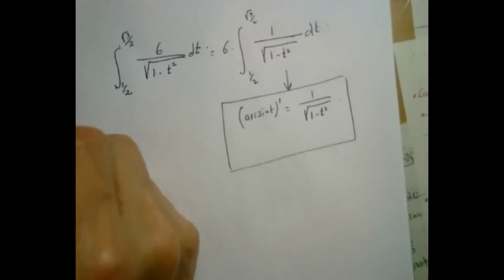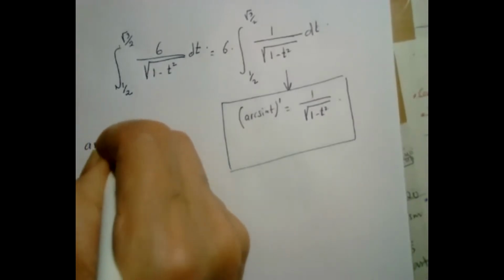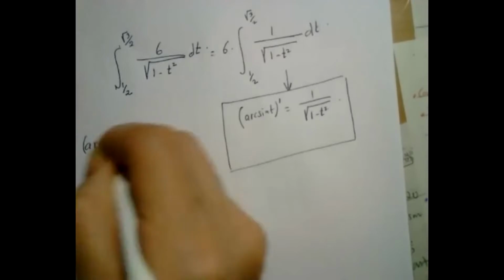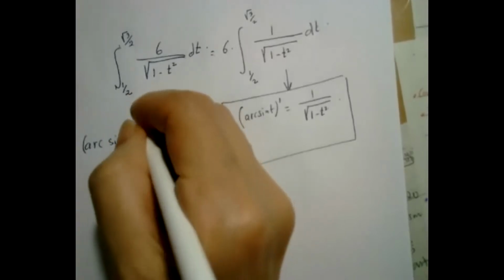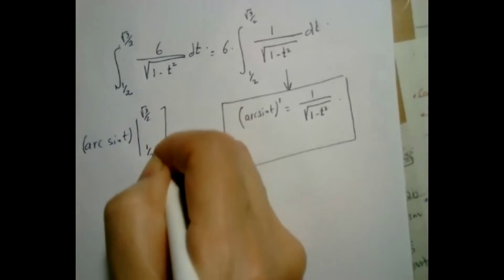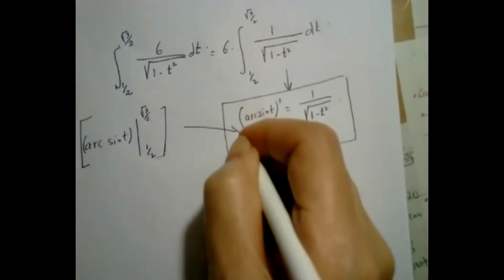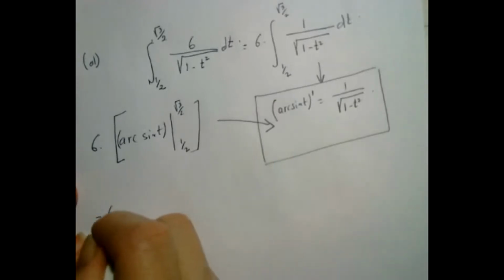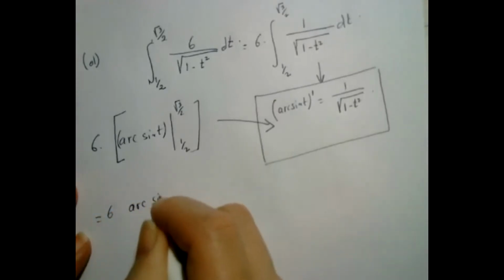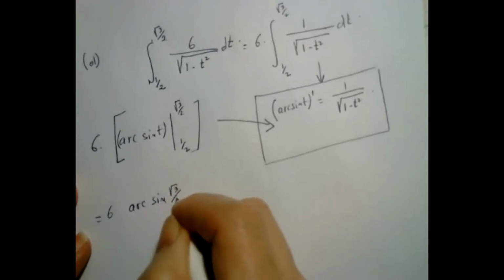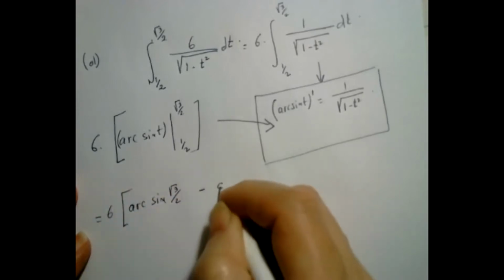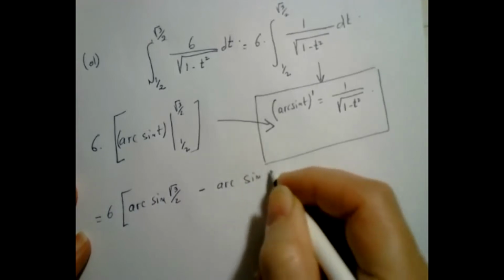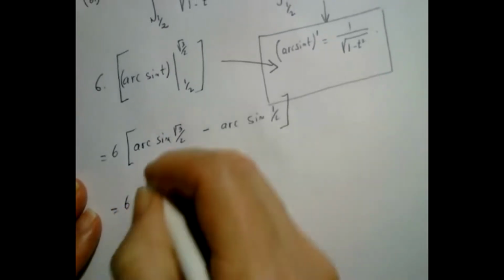So this will give me 6 times arc sine t evaluated between those two values. And that's the reason why, because the derivative of arc sine is this. So finally, I'm done. I evaluate at the upper limit minus at the lower limit. Finally, it's going to give me 6 times.